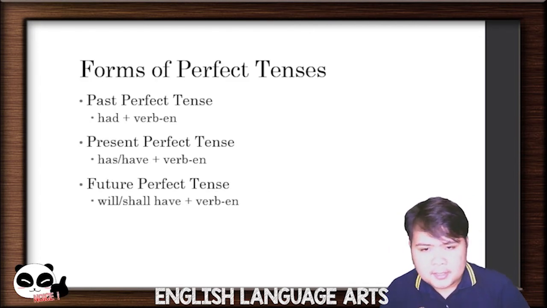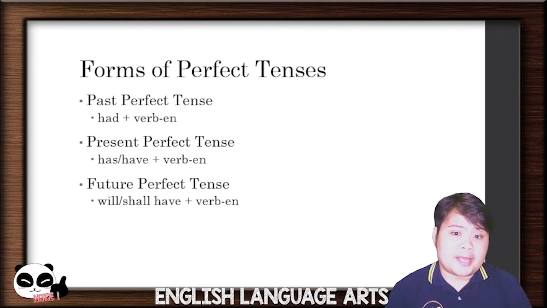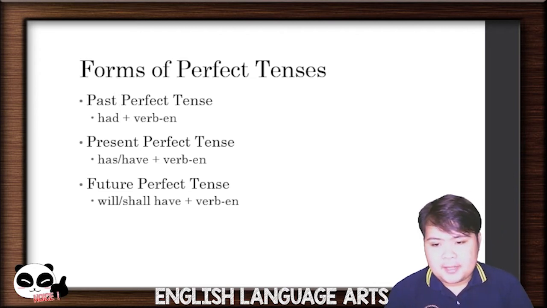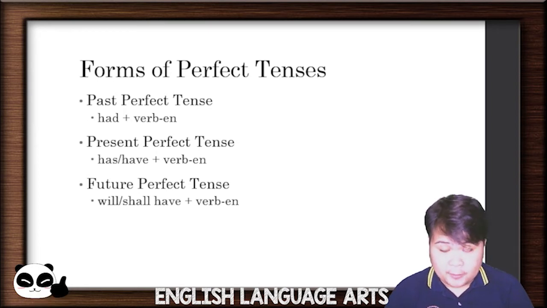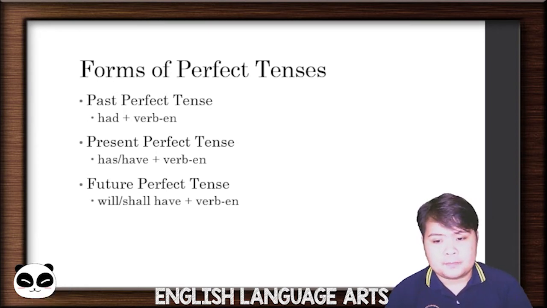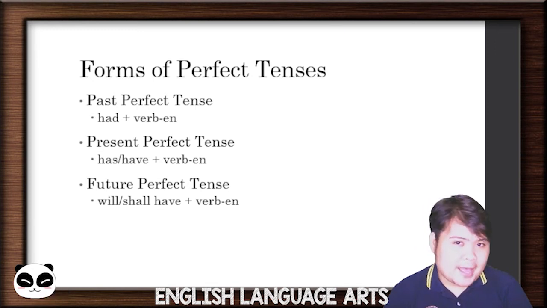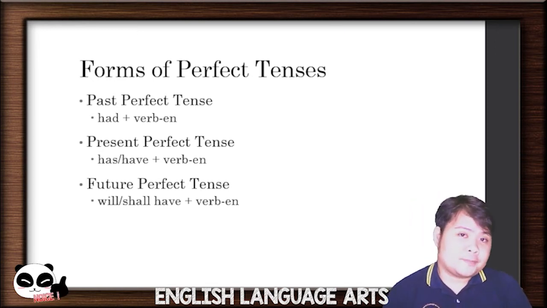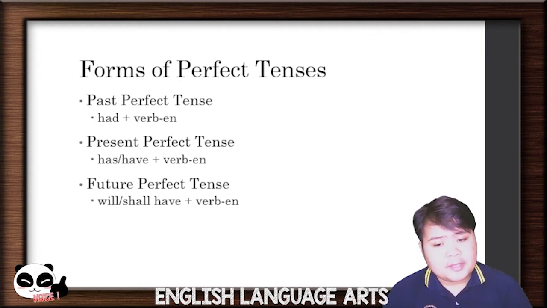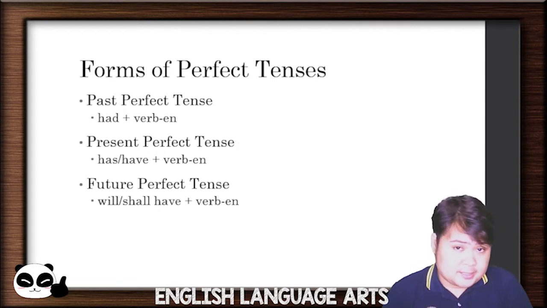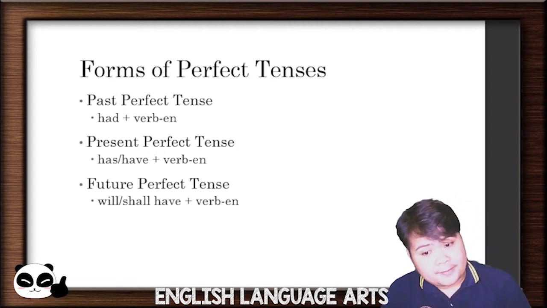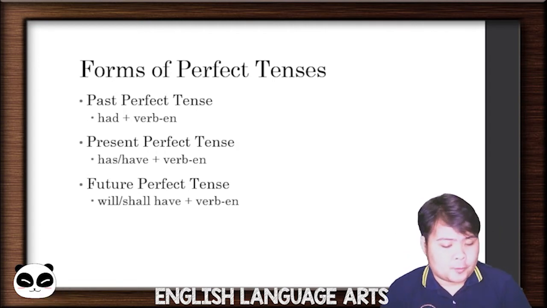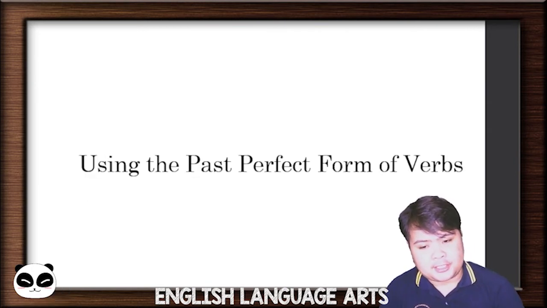Right? So let's go to the different kinds of perfect tenses. For past perfect, we have had plus a verb in en form. Very easy, very simple. For present, we have has or have, depending on if it's singular or plural, and then the verb in en form. And then for future perfect tense, you could either use will or shall. It's fine. Followed by have and the verb in en form. Let's discuss these three different things.